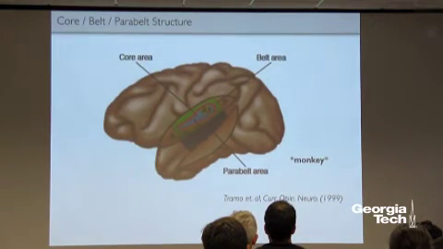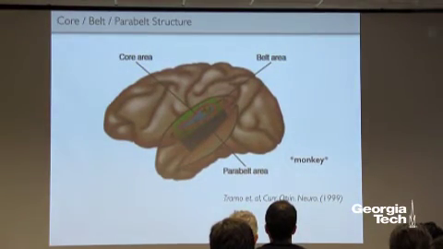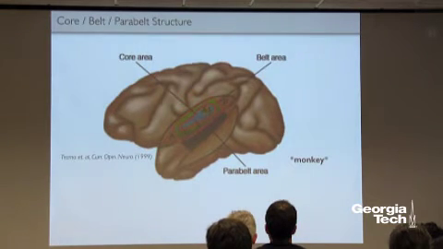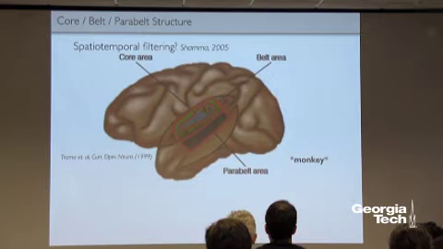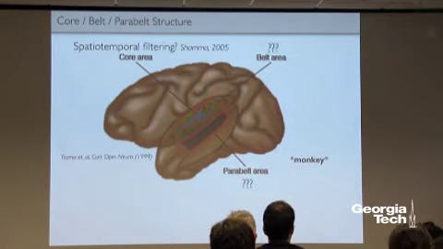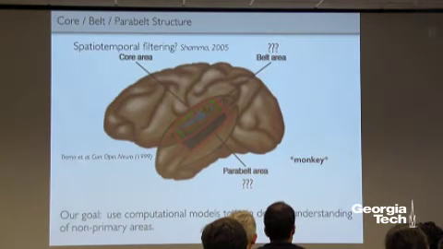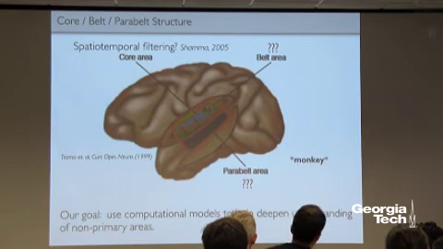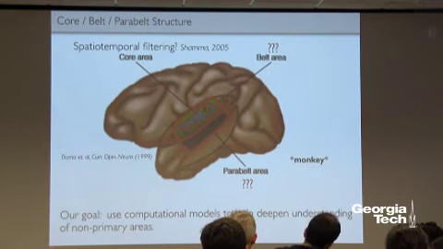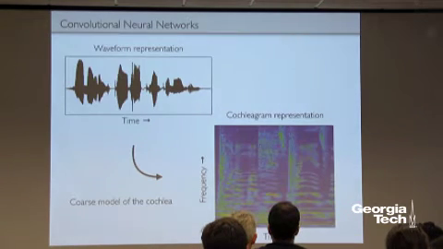What was known was that there's roughly a core, belt, parabelt structure. Not perfectly well. This is a monkey brain; we actually measured in humans, so this is just schematic. In the primary area of auditory cortex, it was thought that some kind of spatiotemporal filtering was occurring, but in the other non-primary auditory areas like the belt or the parabelt, it was not totally clear exactly what was happening. So our question was: could we figure out better models of non-primary, that is to say, higher auditory cortex?